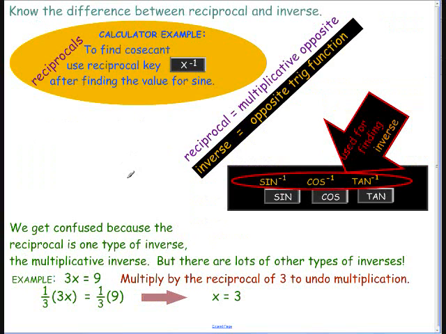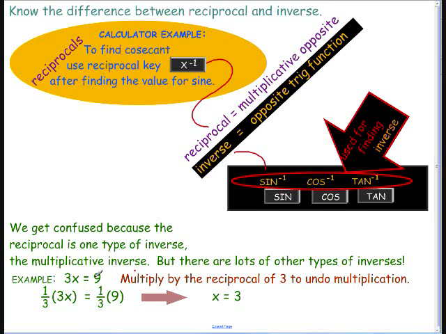There is a lot of confusion with the reciprocal key and the inverse functions. We looked at this a little earlier. Sine with a -1 does not mean reciprocal. It means inverse. Reciprocal is the multiplicative opposite.